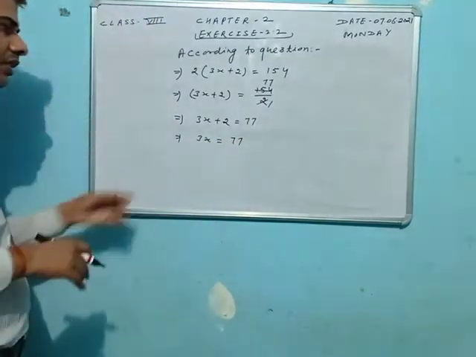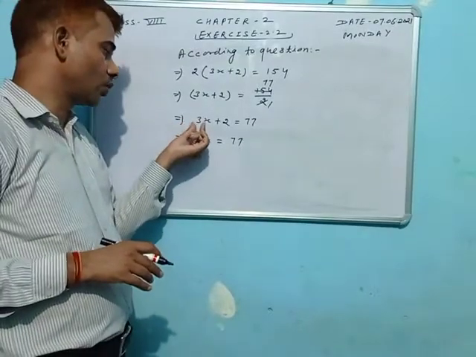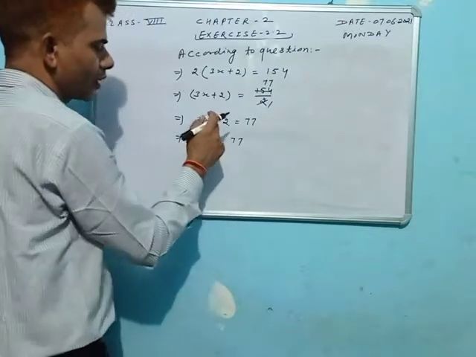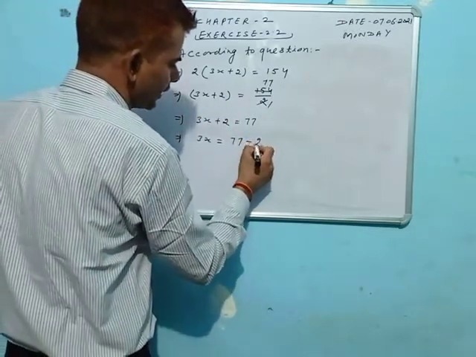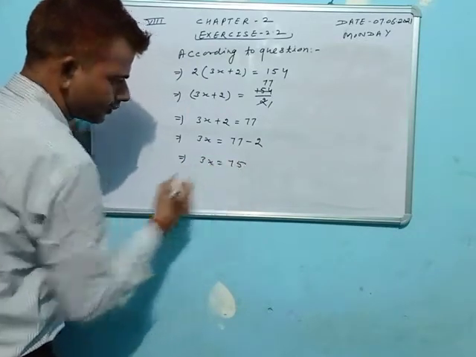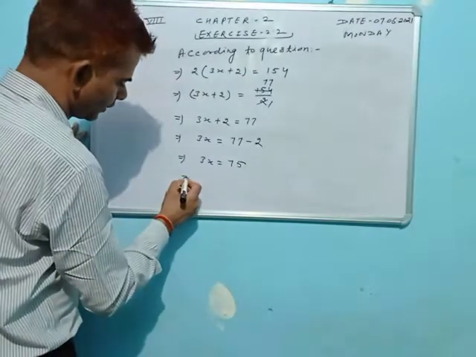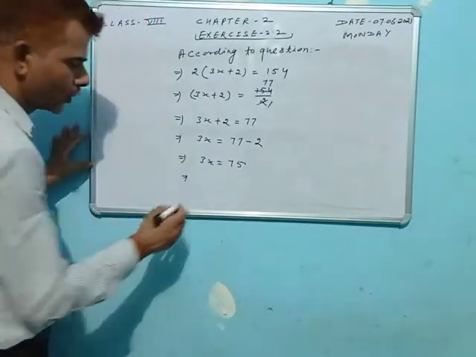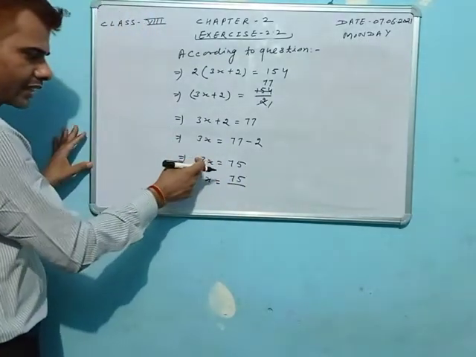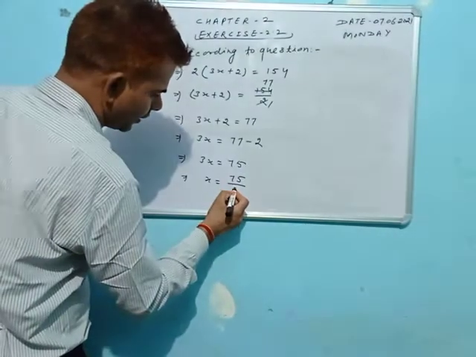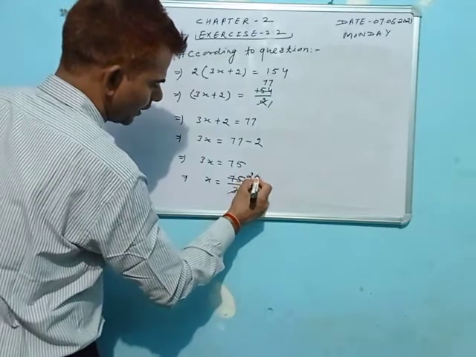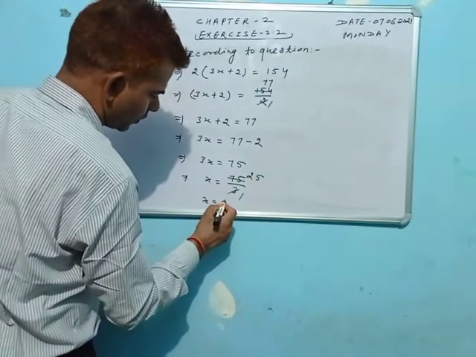Now students, to find the value of x, we will transfer plus 2 from the left hand side to the right hand side. So the plus sign changes into a minus sign, that is minus 2. Now 3x is equal to 75. Here 3 is multiplied to x, so it will divide, the multiplication sign changing into a division sign. Now x is equal to 25.